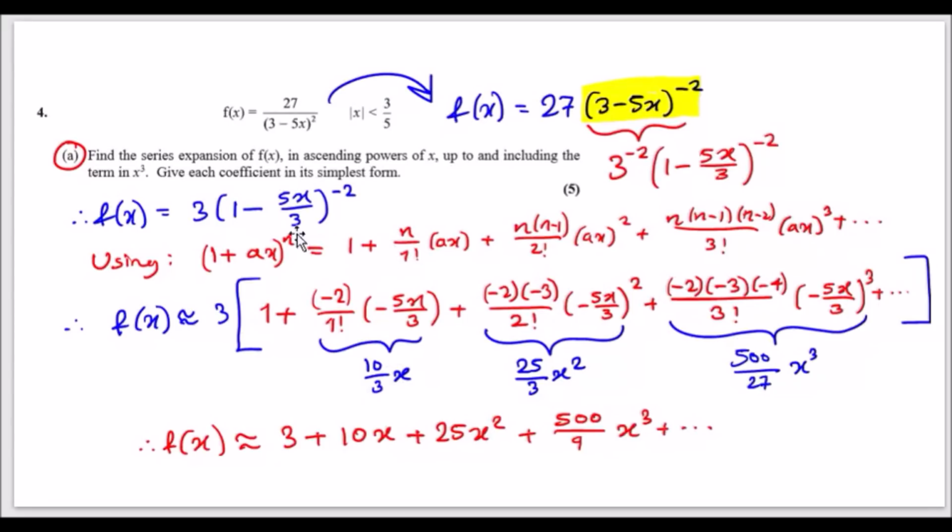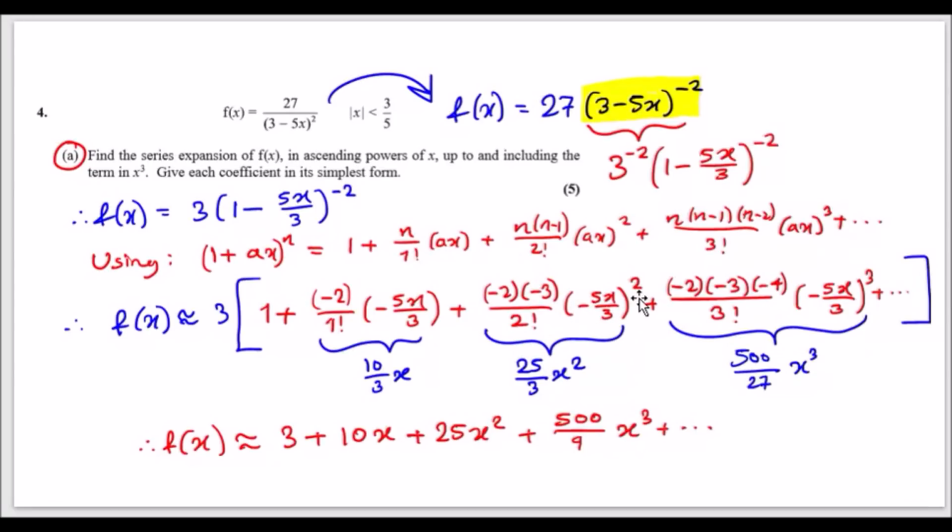Now let's do it. So the very first term, we're going to have a 1. We're just going to use the 1 minus 5x over 3 part. The next term would be n, which is minus 2, over 1 factorial times ax, which is minus 5 over 3x. Easy. Plus the next term is going to be n times n minus 1, so minus 2 times minus 3 over 2 factorial, and so on.